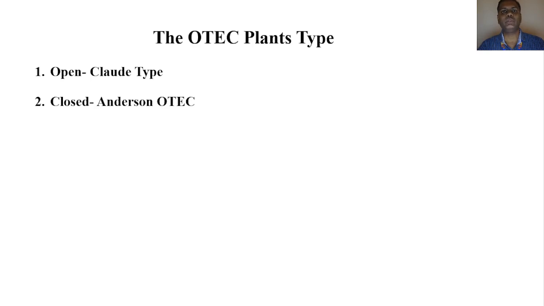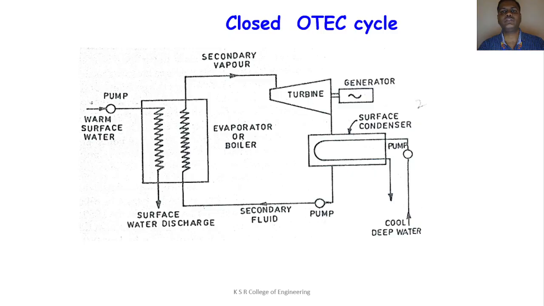Now we are going to discuss the closed loop system. The first one is the closed cycle ocean thermal energy conversion system. Here in this pictorial representation we have the pump, then the evaporator or boiler. The second one is the turbine that is connected to the generator, then the condenser, then cool water.